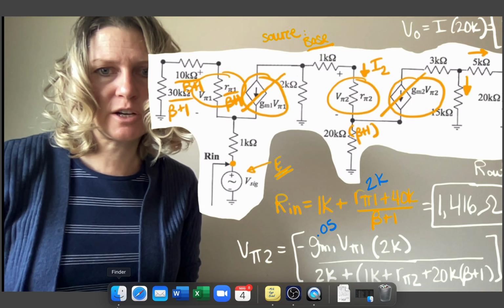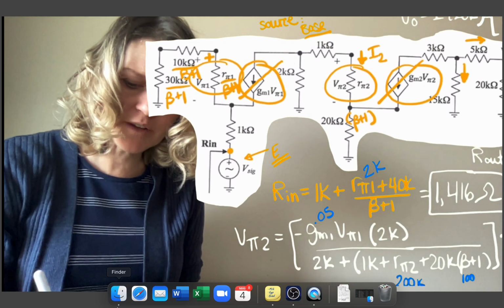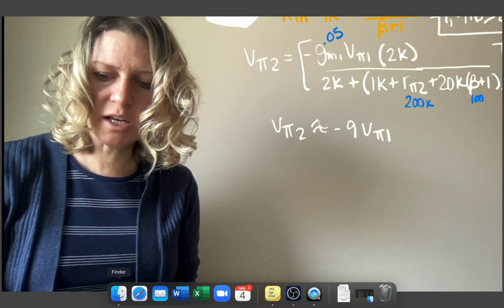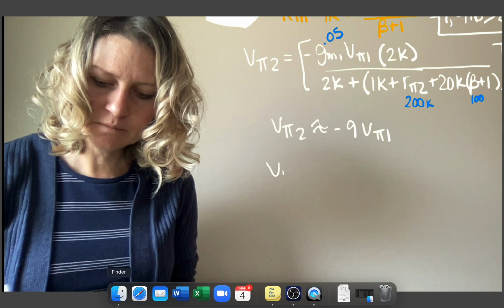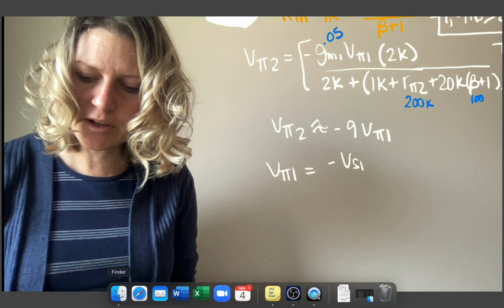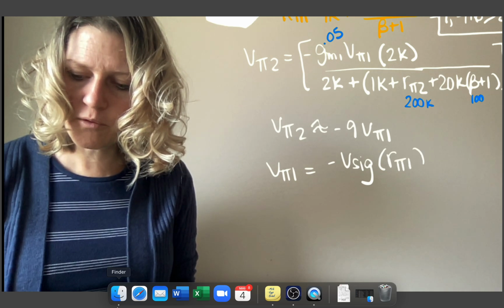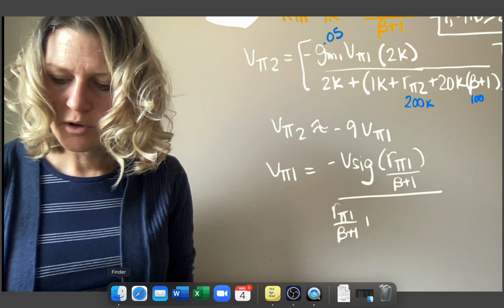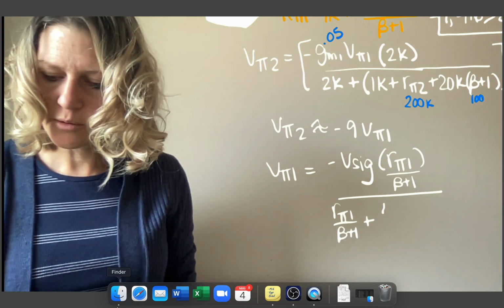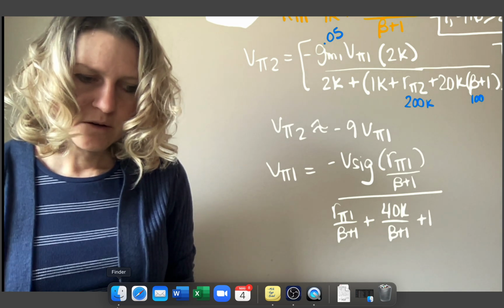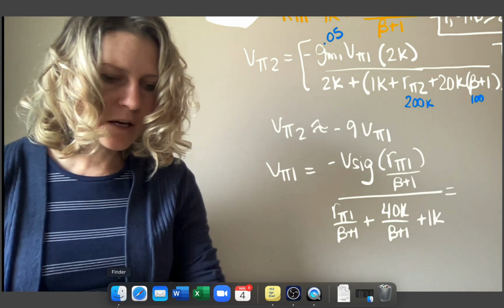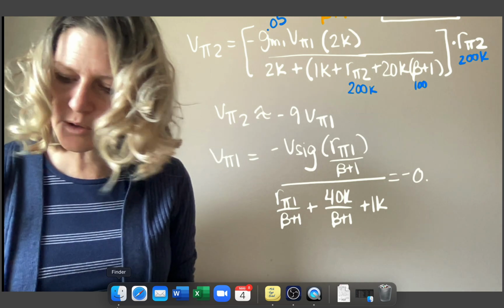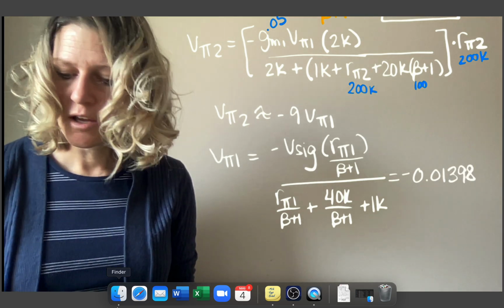And I have a voltage divider here. And then I notice this is plus to minus. So I'm going to have an opposite for the voltage, so it would be a minus voltage for V pi 1. So I get minus V sig times R pi 1 over beta plus 1. And then I would combine all of those in series. And it was 40K over beta plus 1. And I multiply this out, I get a minus 0.01398.